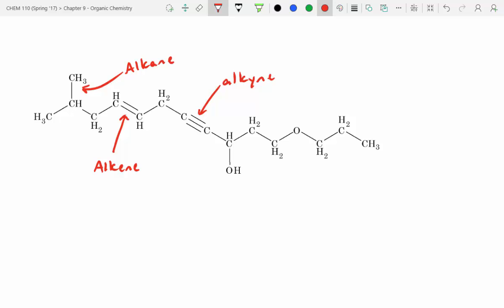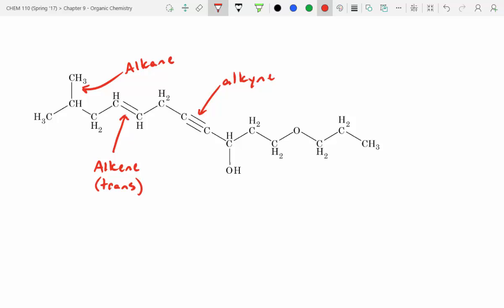All right, now we'll see who's really paying attention. Let's go back to the alkene. Is that a cis or a trans alkene? What do you guys think? Focus on the hydrogens. Are they on the same side or opposite sides? Opposite sides. So are they cis or trans? Trans. So we can label this alkene as a trans alkene.